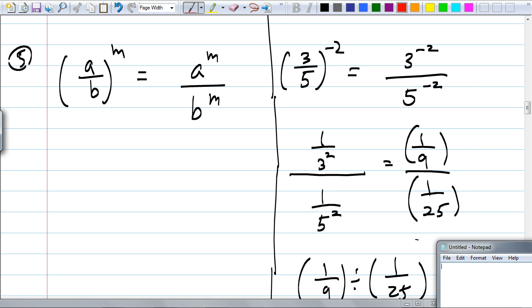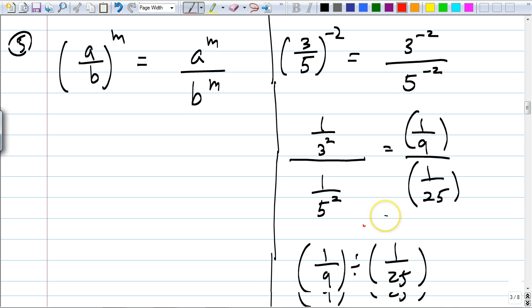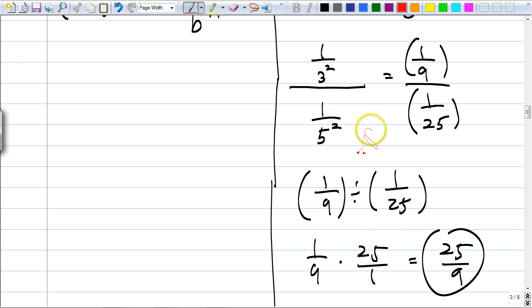I'm not done here. What does division really mean? Multiply by the reciprocal. So this means 1 over 9 times 25 over 1, right? Now we're done, because now we get 25 over 9.